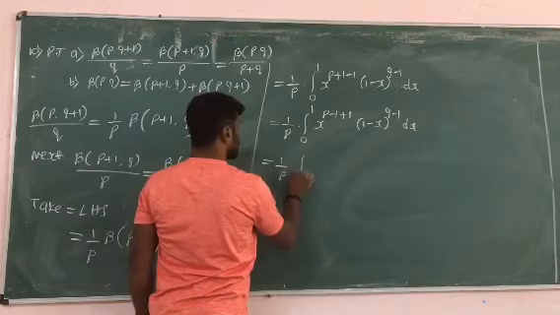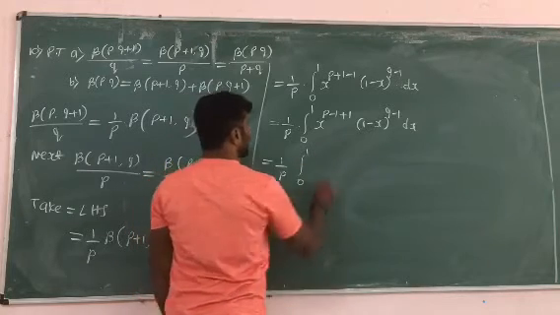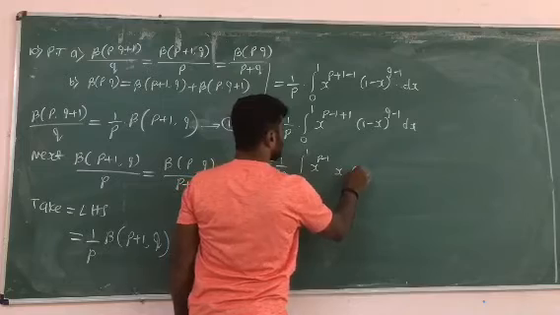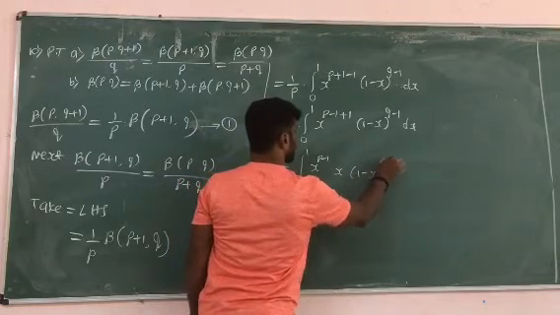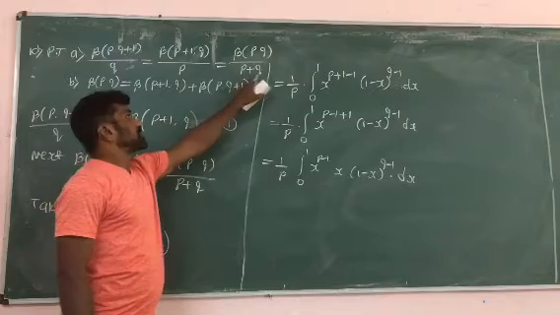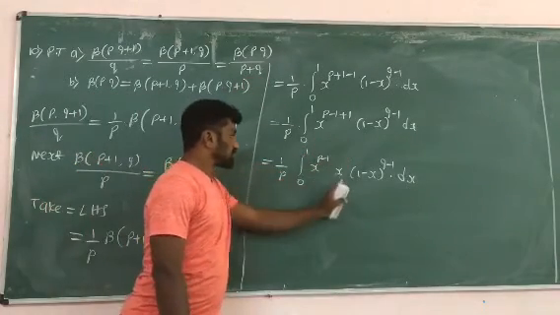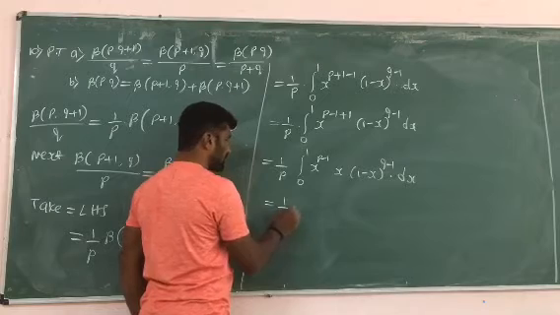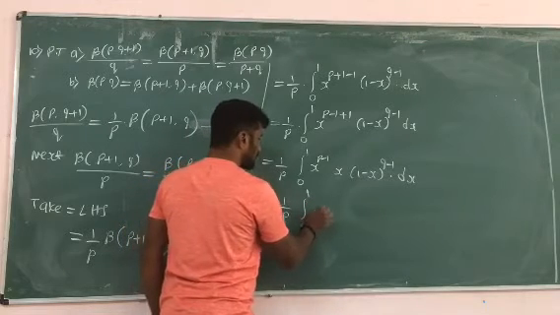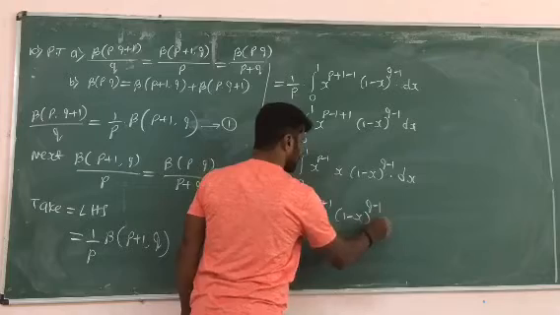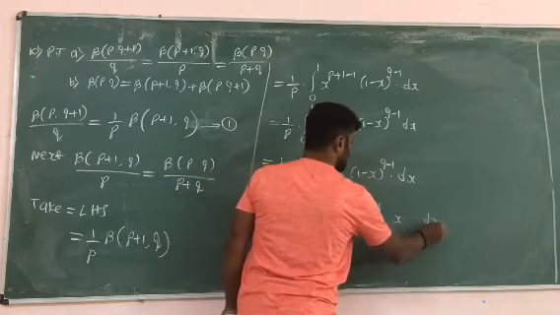1 by p. So integration of 0 to 1, balancing it. So x raised to p minus 1 into x into 1 minus of x raised to q minus 1 into dx. Actually p plus q does not come. So split the power. Next, balance this x. 1 divided by p. So 0 to 1, x raised to p minus 1 into 1 minus of x raised to q minus 1 into x into dx.